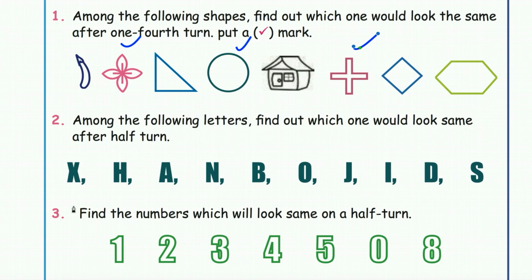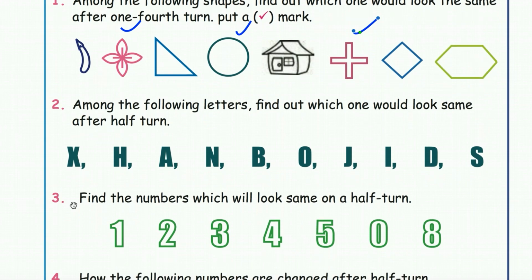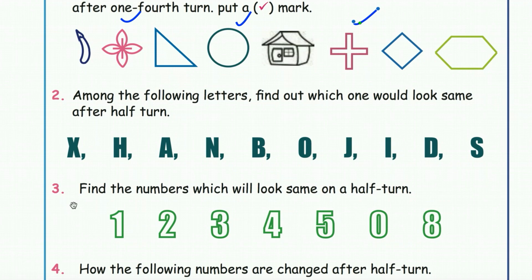Among the following letters, find out which one would look the same after a half turn. Half turn means 1/4... no, no, no. Half turn. Tricky. O would look the same, that is for sure. B, no. I would look the same. S also would look the same.